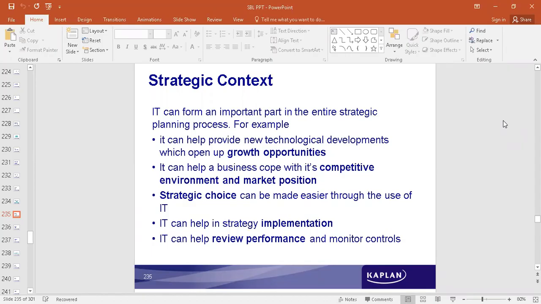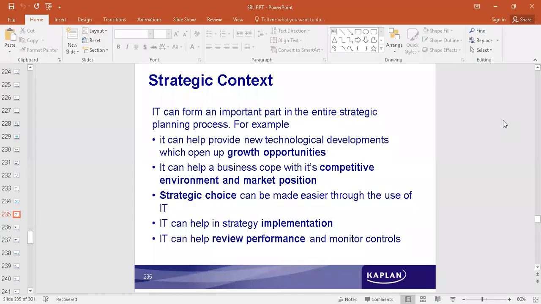How? It can help provide new technological developments which open up new growth opportunities. By adopting technology, the components or the advanced form of technology, when it is adopted, there is a better way to do the business. Growth opportunities can be found.